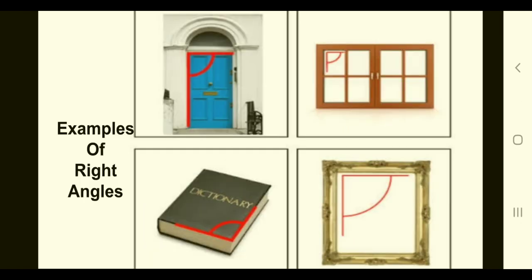Here are some examples showing right angles. In your house, if you see the corner of a door or the corner of a window, you will get a right angle. Similarly, the corner of a book and the corner of a frame are also examples of right angles.